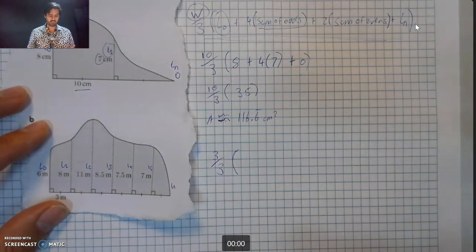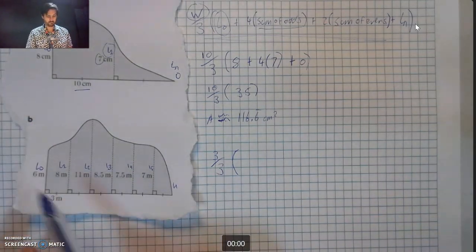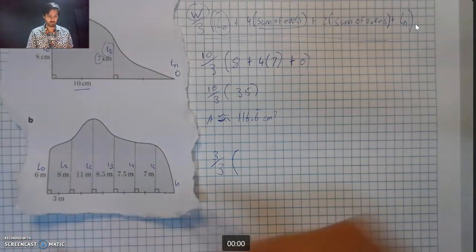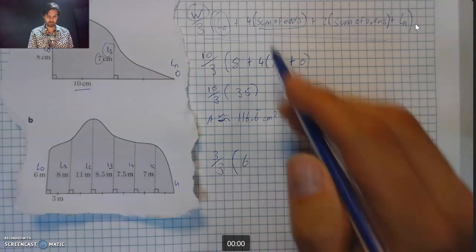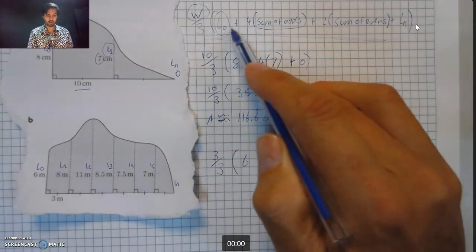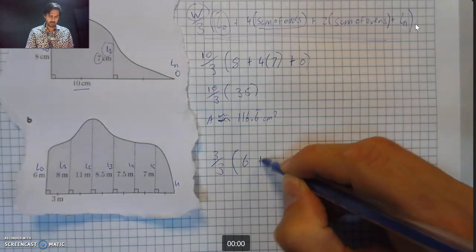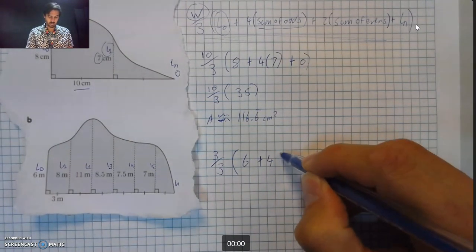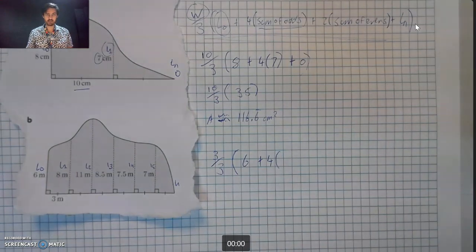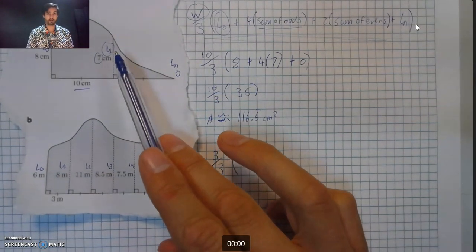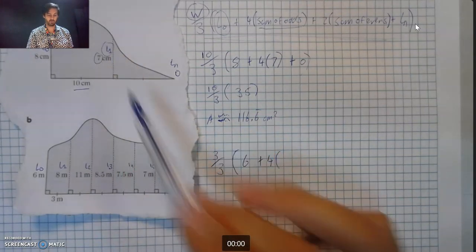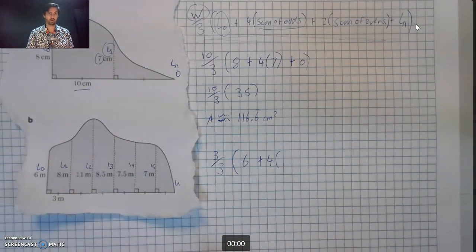Okay, so our L0 is 6 meters, and remember we don't multiply that by anything according to our formula. And then we plus 4 times the sum of our odd lengths. The one we did before, there was only one length, so that was really easy. We just had to do 4 times 7. All right, away we go.